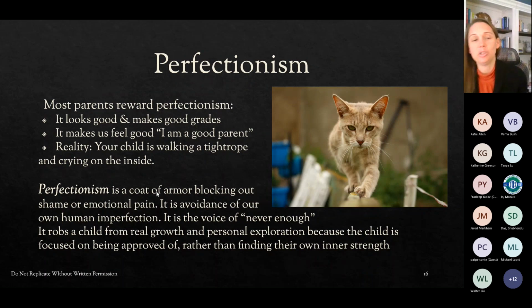Perfectionism is something to be really, really careful of because it's very tempting. Perfectionism looks really good. It makes good grades. It performs really well. But what's going on inside your child when they're being a perfectionist is they're walking a tightrope and screaming on the inside while they look perfect on the outside. They're miserable. Nothing is good enough for them. They never feel calm. They never feel like it's enough. They're lost when they're in a perfectionistic place.